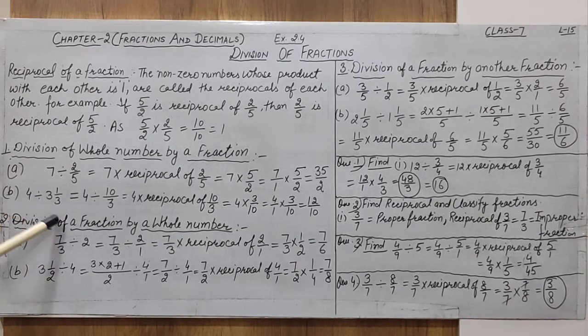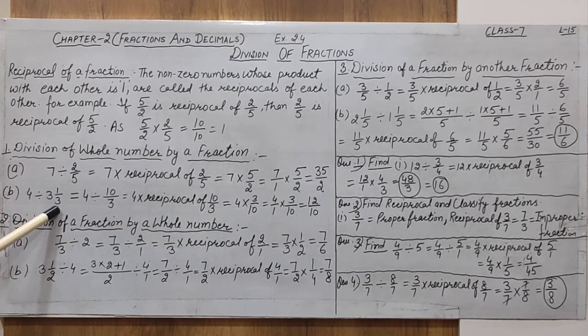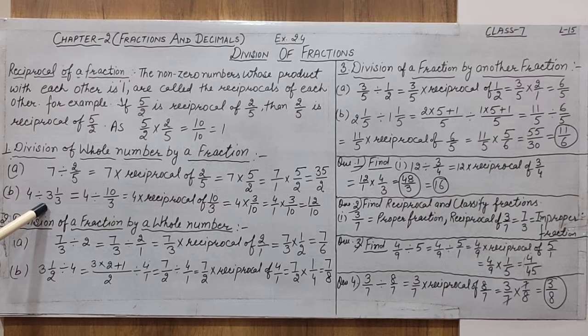Alright. 4 divided by a mixed fraction, that is 3 and 1 by 3. Now your first step, change the mixed fraction into an improper fraction. And what is the process to change a mixed fraction?